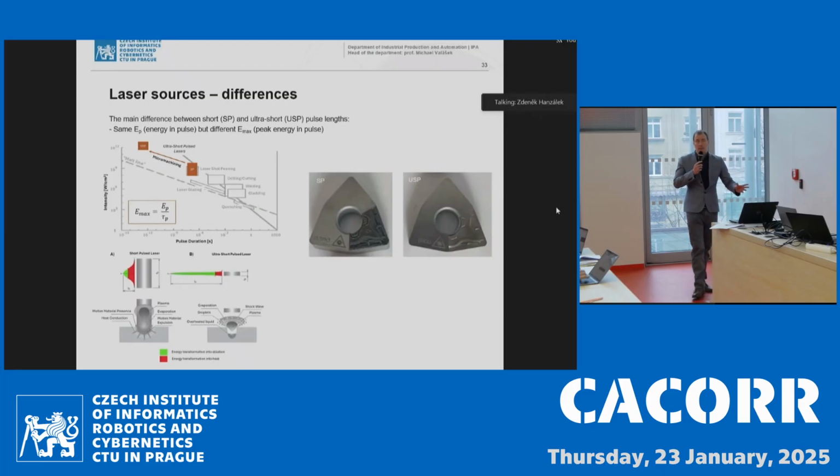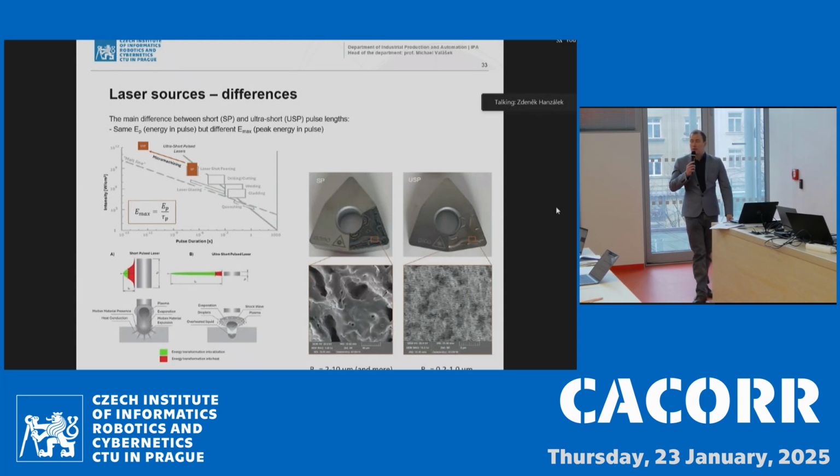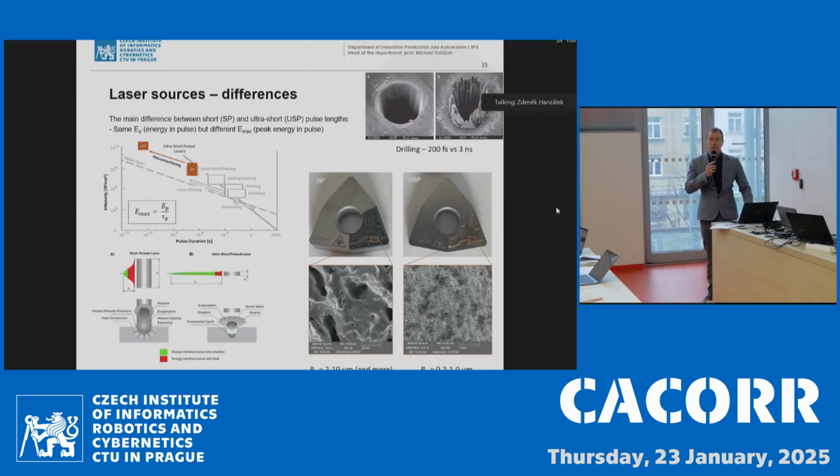Looking at final samples created by short pulse and ultra-short pulses, you can see there are different, let's say, chip breakers fabricated on cutting inserts, and there are obvious differences in quality and surface roughness. We are not talking about this type of machining, but it's obvious even in different types of applications.